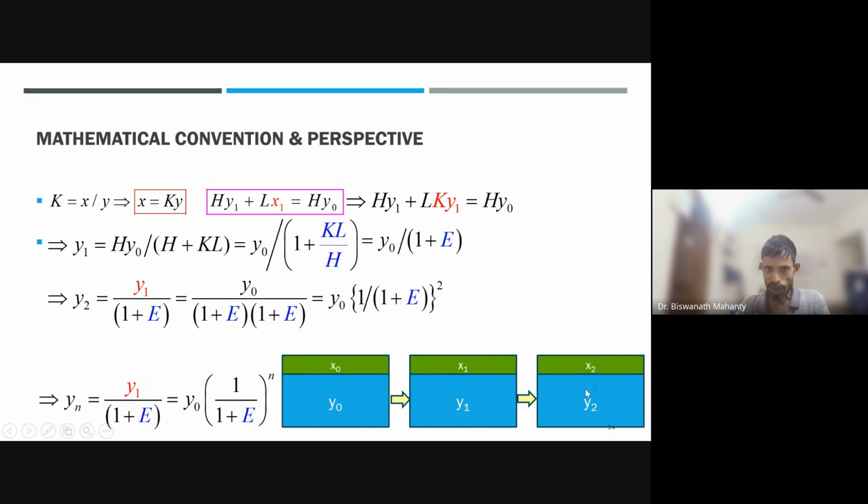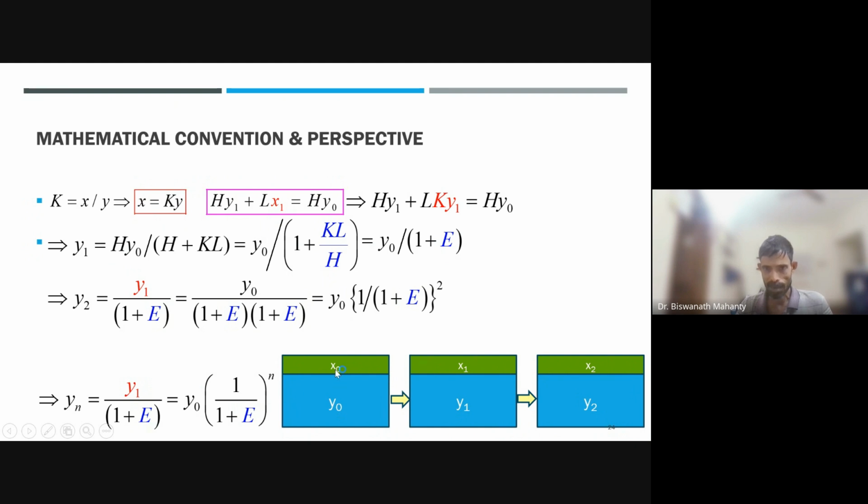Now similarly, when we do y2 for the second stage, because we are adding some solvent over there and processing it, y2 will be the same way as we have done for y1. The same process repeated will be y1 divided by 1 plus E. So essentially this is y0 divided by 1 plus E into 1 plus E, so basically y0 into 1 by (1 plus E) square. So for 2 stages. If I'm doing the same process for n stages repeated, that means every time we are adding fresh solvents, and then we are going to extract it.